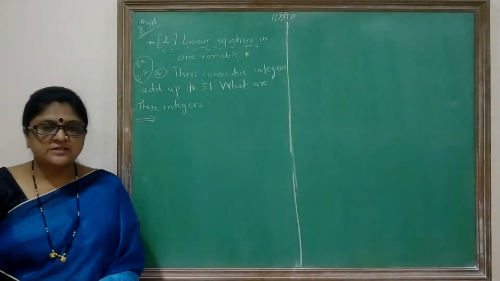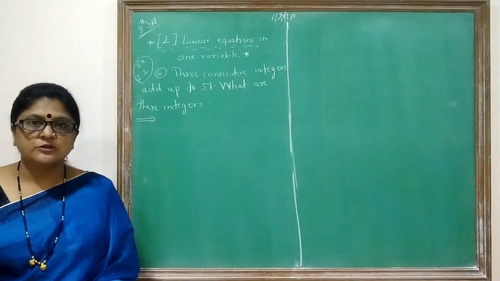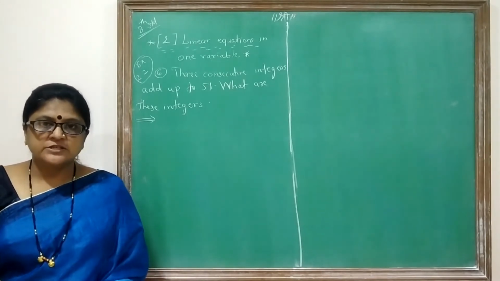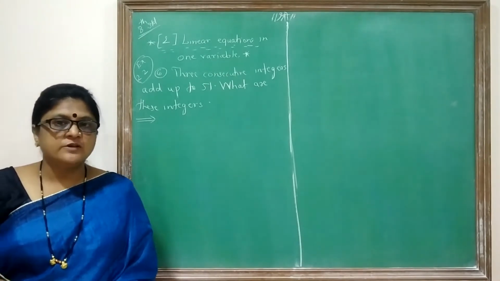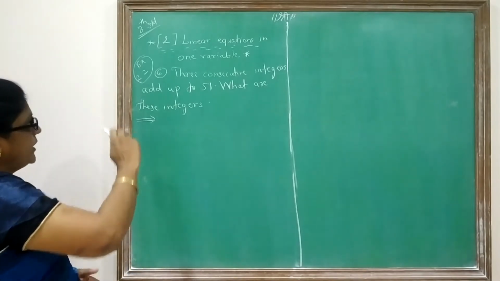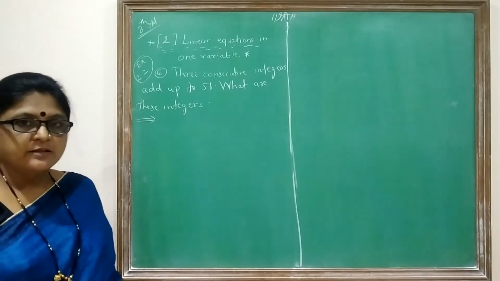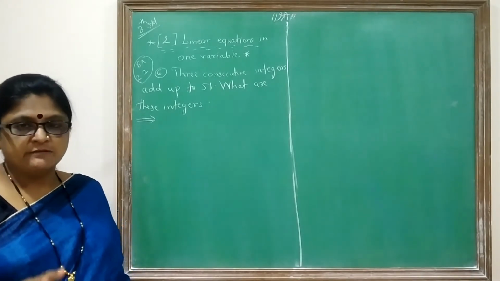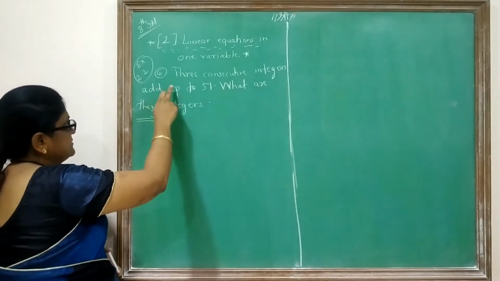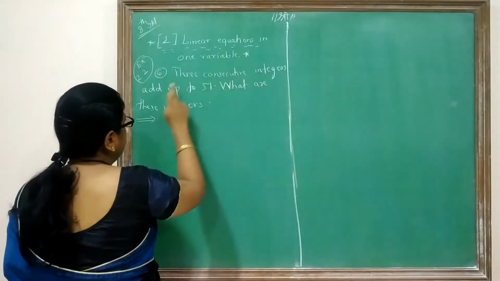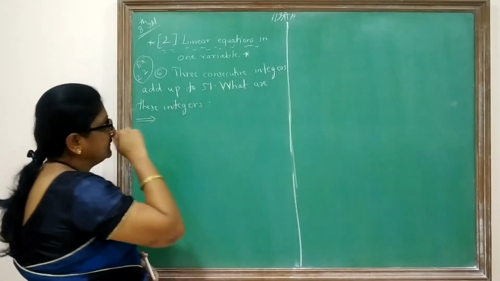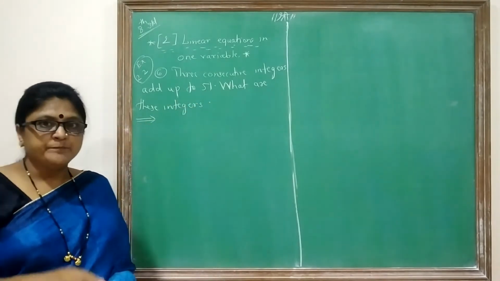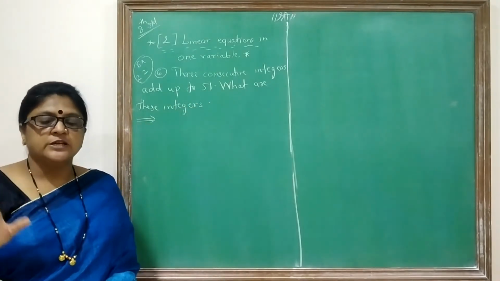Students, in the previous lecture we have seen some numericals on linear equations in one variable, and in this lecture we are going to see example 2.2, the sixth example. First read this question carefully. The sixth question is: three consecutive integers add up to 51. First we will see what the three consecutive integers are.